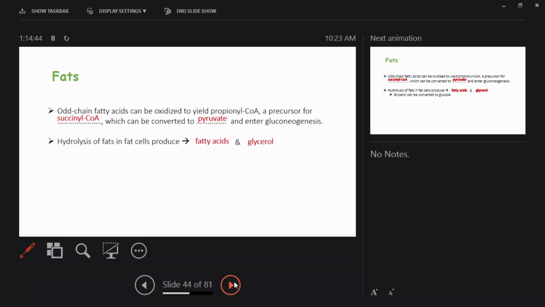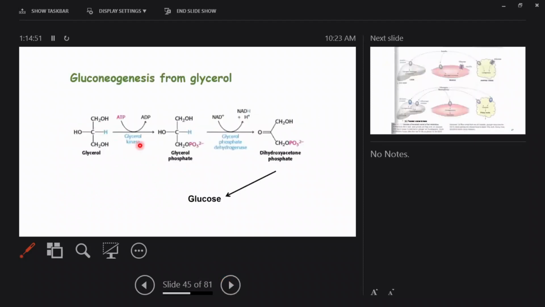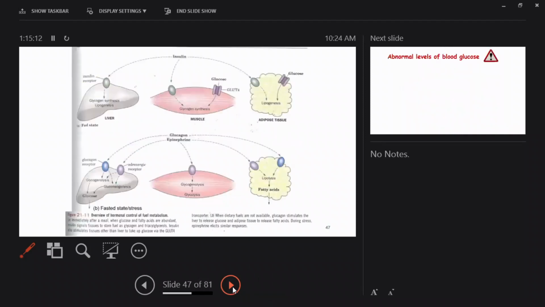Hydrolysis of fat in the fat cell produces fatty acids and glycerol. Glycerol can be converted to glucose as well. This is just a recap, you already learned this before: gluconeogenesis from glycerol, glycerol phosphate, DHAP, dihydroxyacetone phosphate, into glucose. This is how we convert glycerol to glucose.